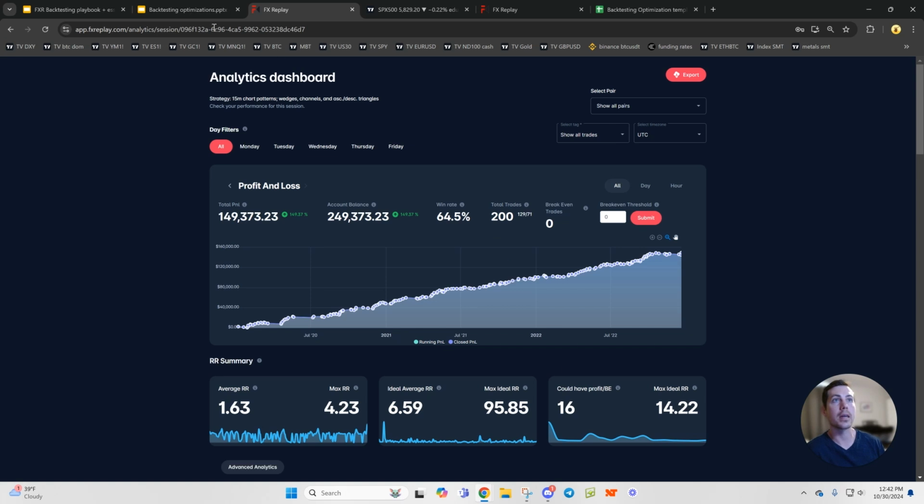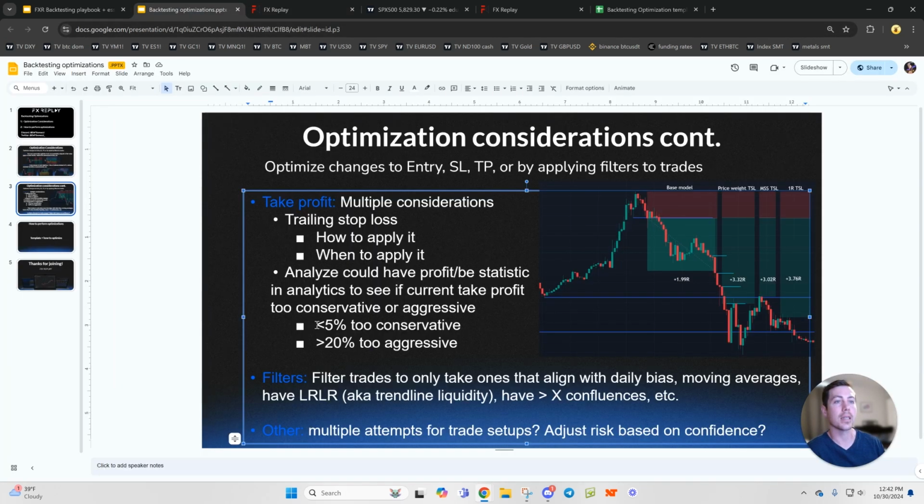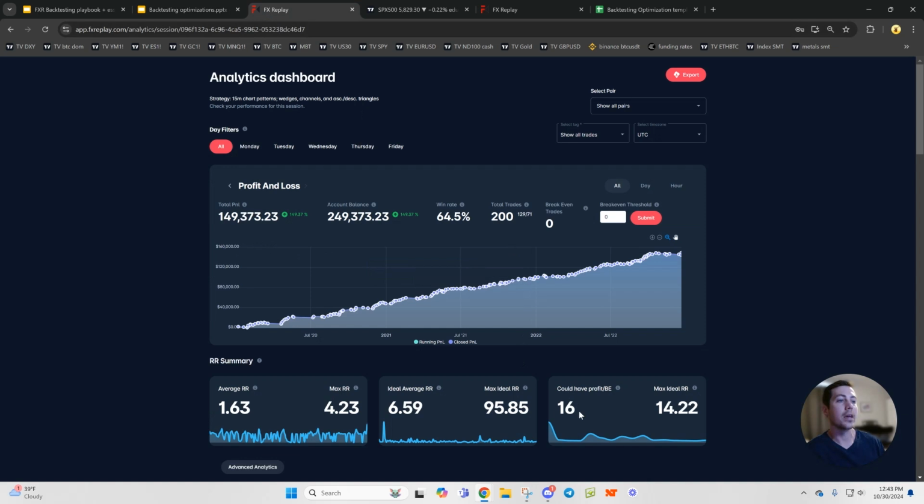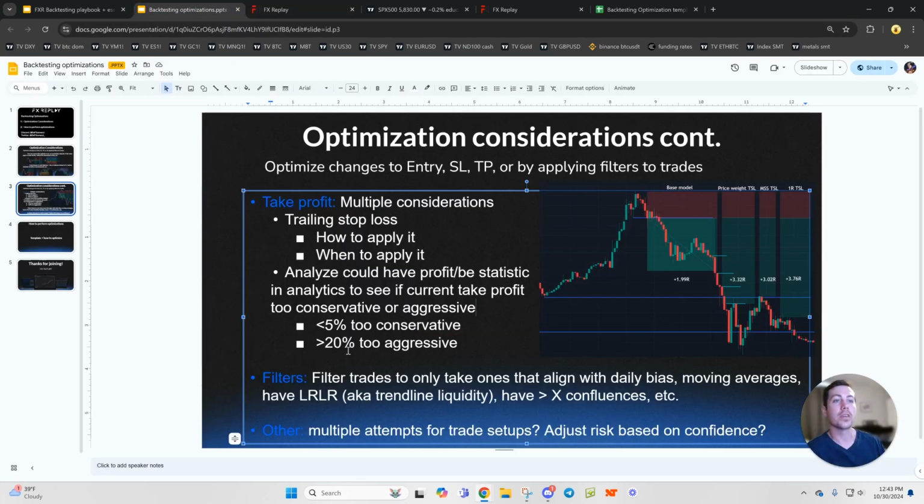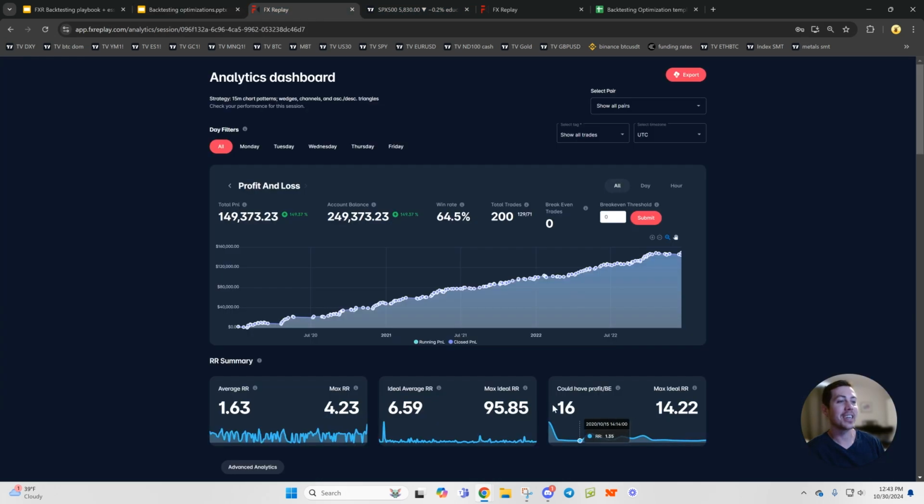The rule of thumb that I have for this is if this statistic is less than 5%, then your take profit is probably a little too conservative. You have more room for your trades, so you could try to increase your average risk to reward or apply a trailing stop loss to capture a little bit more upside. And vice versa, if this number is over like 20%, like a fifth of the trades you're taking come back on you, then this indicates your take profit is probably too aggressive for this specific model. So maybe you need to pull back.